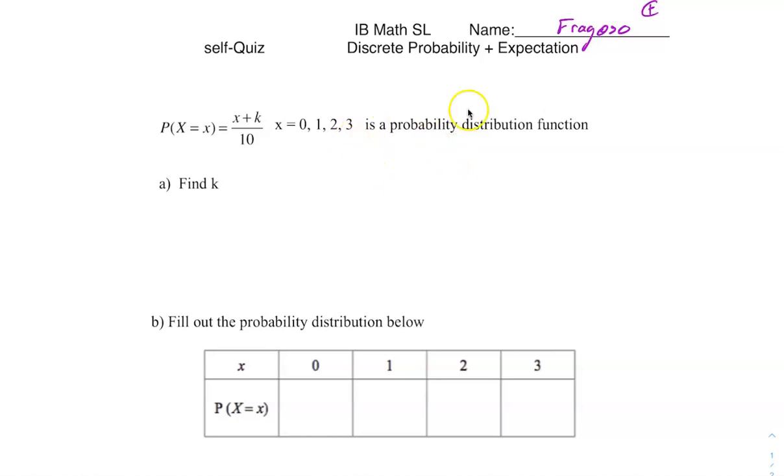Okay, let's go over the self-quiz for this lesson. So here's our probability distribution function. They want us to find k. The way we do that is I have one written down here for you, but I'm going to draw one ourselves. Anytime I want to find k, I generally like to draw a probability table.